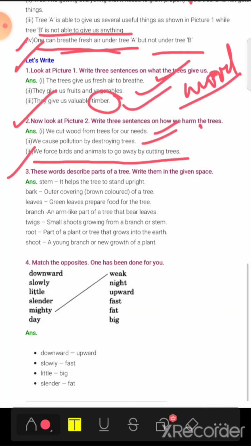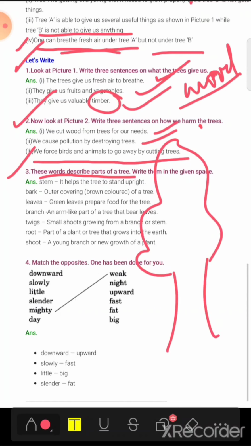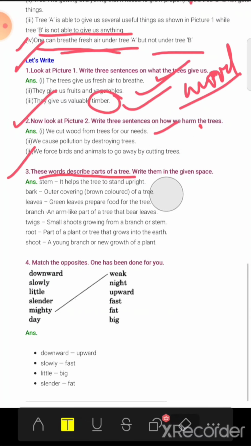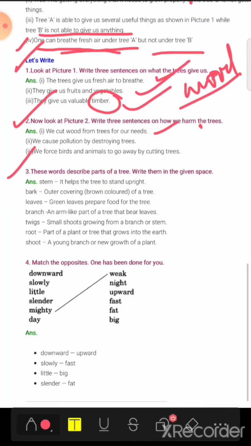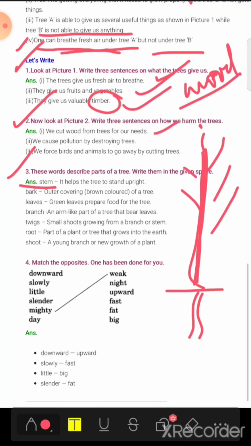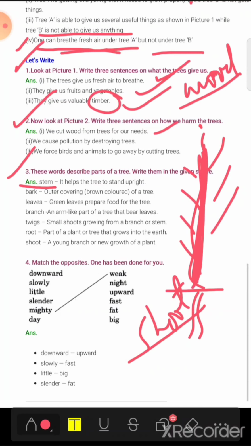Question number 3. These words describe parts of a tree. As we already know, there are so many parts of a tree. Write them in the given space. Word first: stem. It helps the tree to stand upright. As I discussed, this is root, and all this upper part is shoot. But this strong body which helps the tree to stand upright, straight, is called stem.